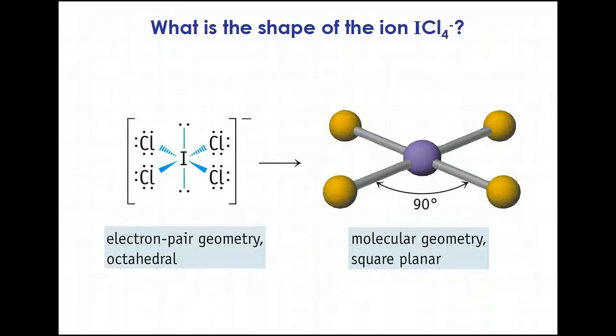ICl4-, we see I in the center. It has 4 atoms that are connected to it and 2 pairs of lone electrons. So that's going to fall under our octahedral, but we're going to replace 2 of the bonds with lone pairs. And those are going to replace both the bonding pair at the top and the bottom, causing us to have a square planar geometry.